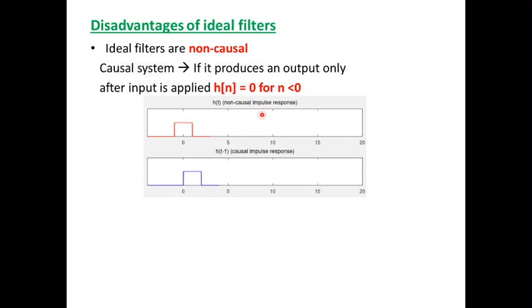In the non-causal case, you can see the response does not start only at time 0, it exists even beforehand, right? So this type of system is called a non-causal system, whereas for a causal impulse response, the response will start only at time t equal to 0, right? So here we are again stressing the point that ideal filters are non-causal.